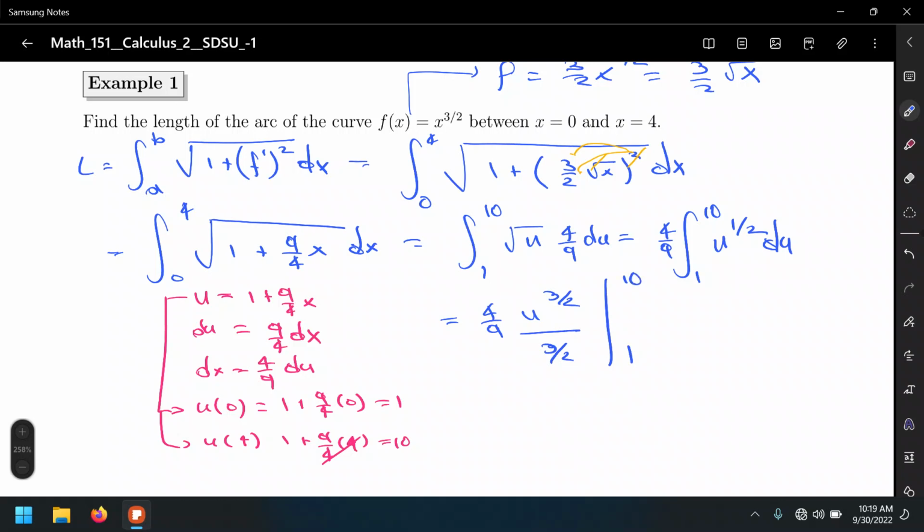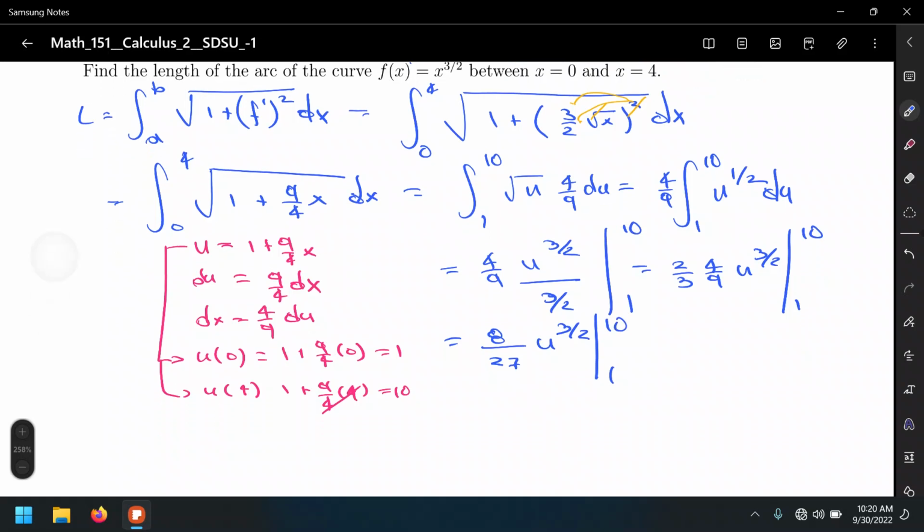So one thing at a time. Number one, dividing by 3/2 is the same as multiplying by 2/3. And let me leave this as u to the 3/2. I'm going to deal with that later. So 2/3 times 4 over 9 u to the 3/2 evaluated from 1 to 10. Well, 2 times 4 is 8, and 3 times 9 is 27, so that's 8 over 27. That's not going to reduce anything. U to the 3/2 evaluated from 1 to 10.